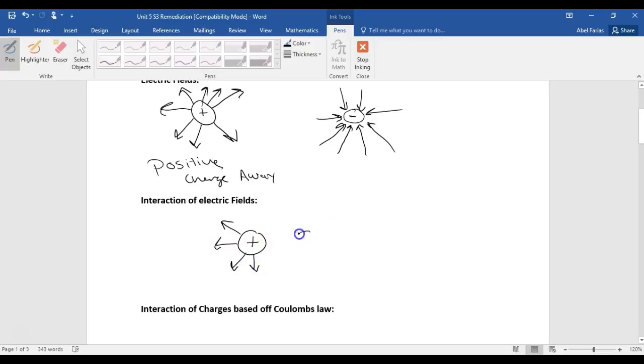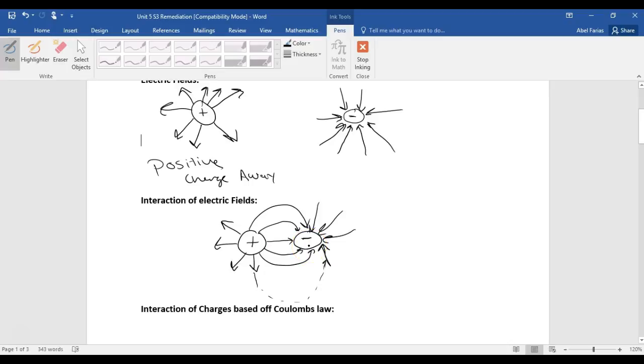Now, if we get a negative point charge close to those, what occurs is that the lines that are coming out of the positive point charge go into the actual negative point charge. So you'll see something like this. Now this is due to the fact that, and if we keep this going, it's going to come around, kind of go back into there. This is due to the fact that a positive and a negative always attract.